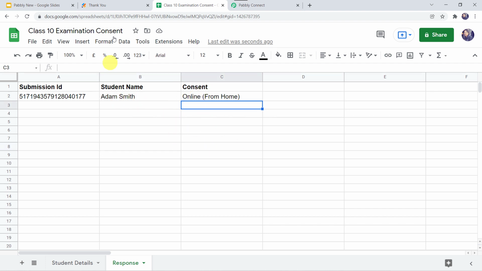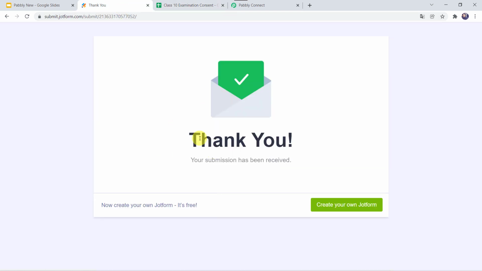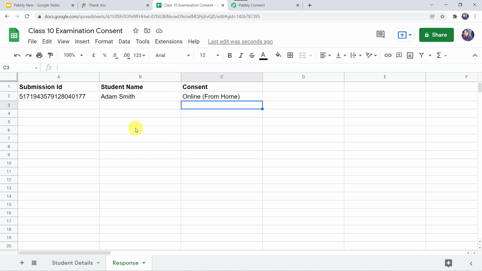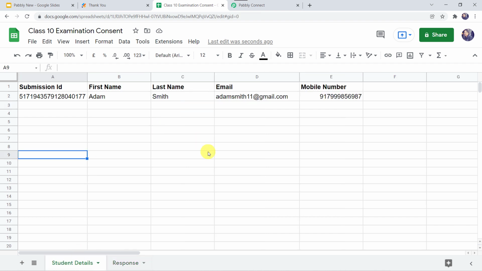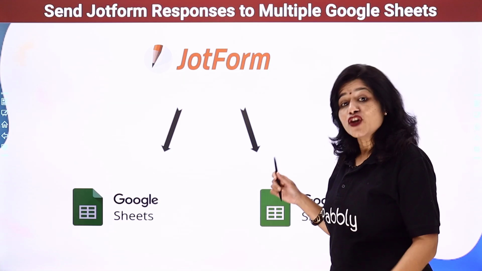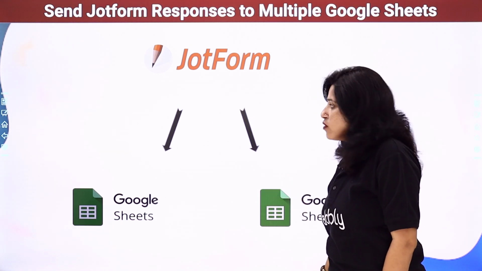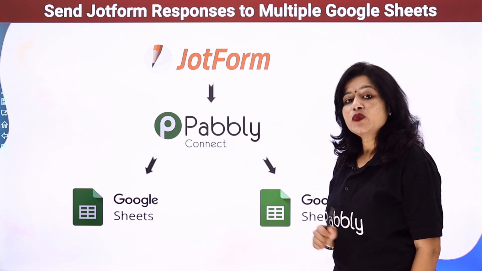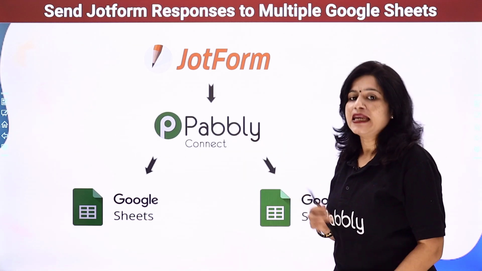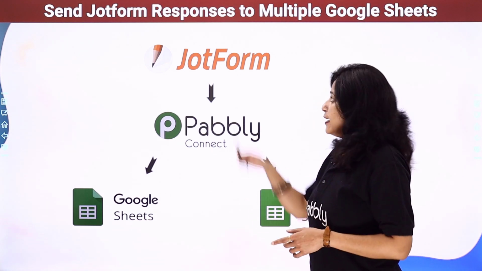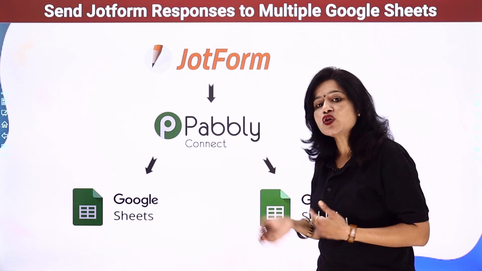So now here you might be wondering that I just filled the JotForm over here, that is the examination consent form, and automatically the details of the student and the form submission are captured in the multiple Google Sheets over here. So how did I manage to do this? Let me tell you, this has become possible just because of the automation and the integration process. So in order to create an integration between JotForm and multiple Google Sheets, we are going to use a software application named Pabbly Connect. So basically, Pabbly Connect is an automation and integration software which will help us in integrating JotForm with multiple Google Sheets automatically.